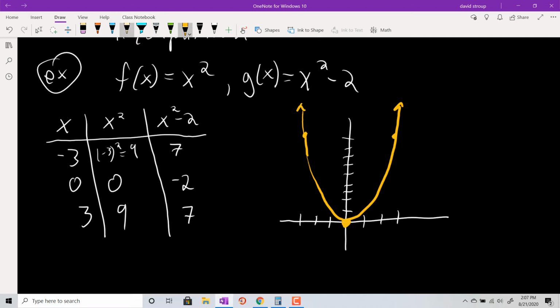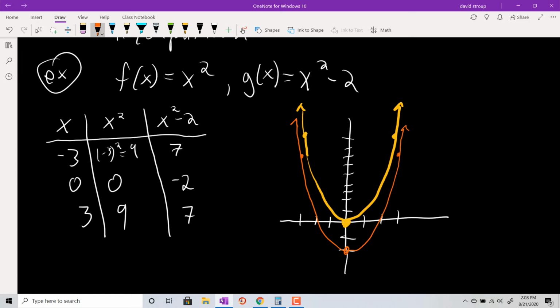And then I'll do the other guy in red. So negative 3, 7; 0, negative 2. Some extra tick marks I can draw in. And then 3, 7, right here. And then again, it's these horseshoe kind of guys. And we're comparing them.